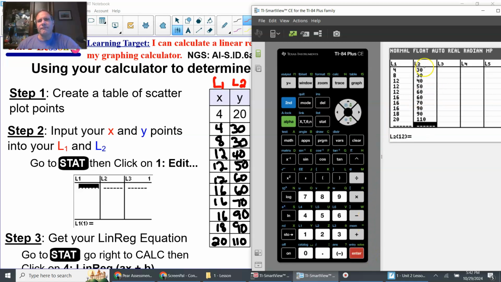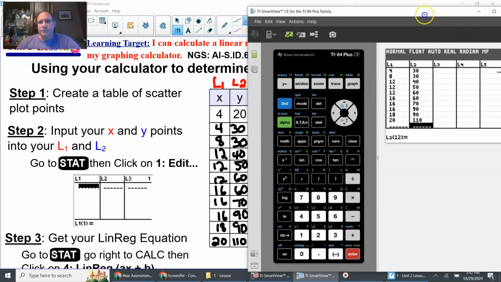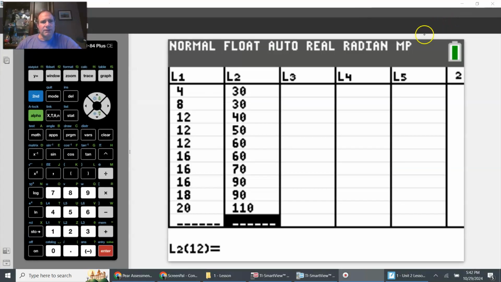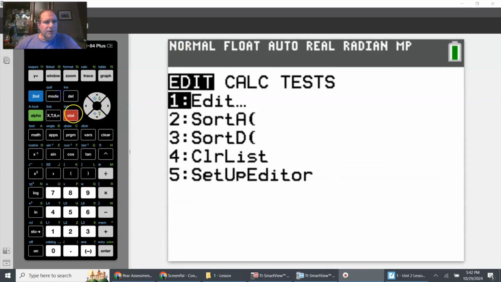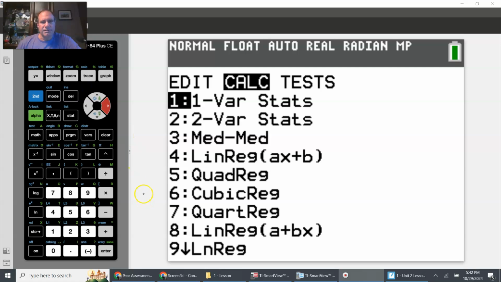All right, so you have all of this information down, and now it is time to actually see what you can possibly do here to get the linear regression equation. And I blew this up full screen so you could see it. You press stat, and then you go to calc. So you press to the right, and you see this number 4. This is linear regression, and linear regression is what you need.